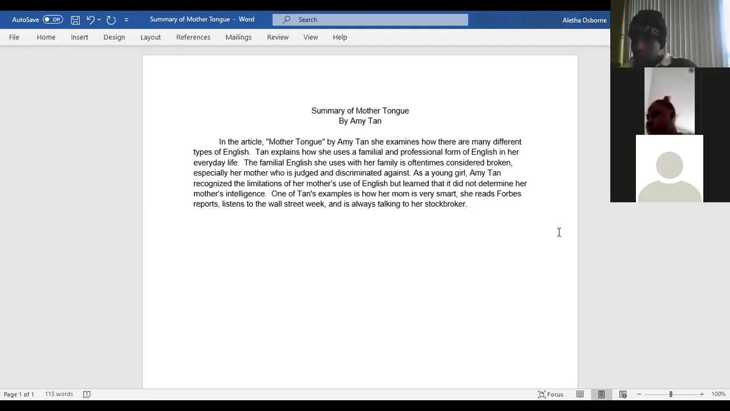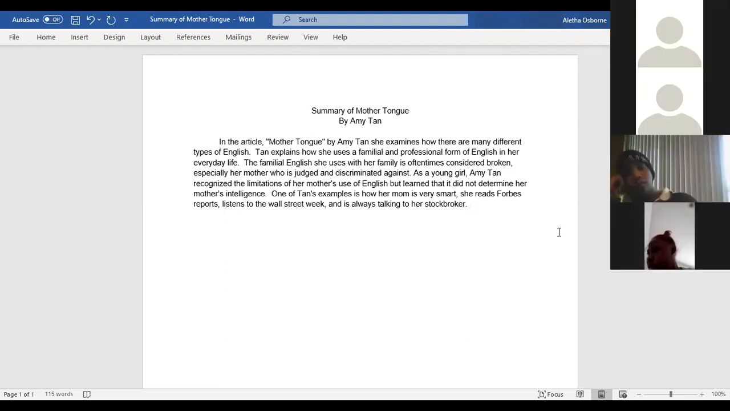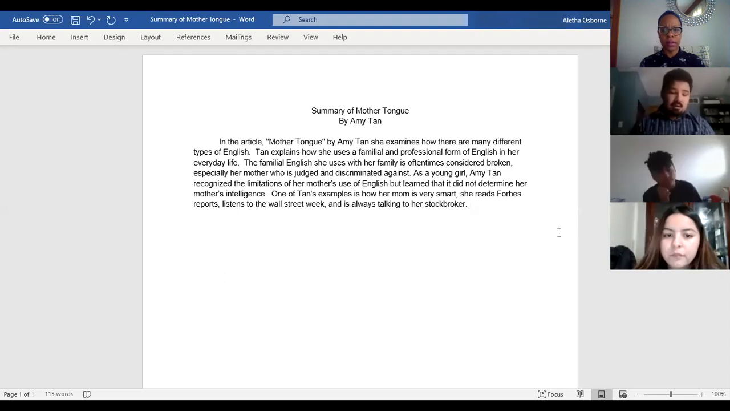For another main idea, or for the conclusion? For the conclusion, do you guys feel, having read it and being familiar with it, based on your understanding of the text, am I leaving anything out? What do we think? I think one of the more important parts of it is that her mother gave her her love of the English language. Yes, I like that. Let me see how to state this. One of Tan's examples is how her mother.